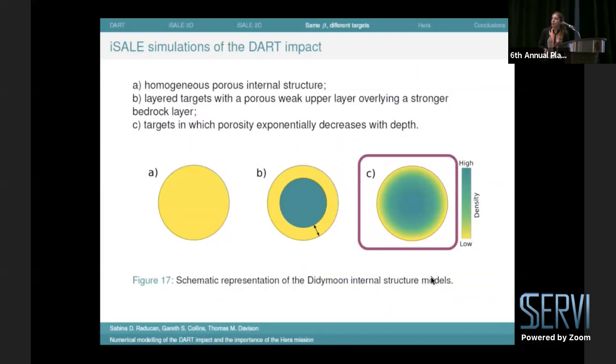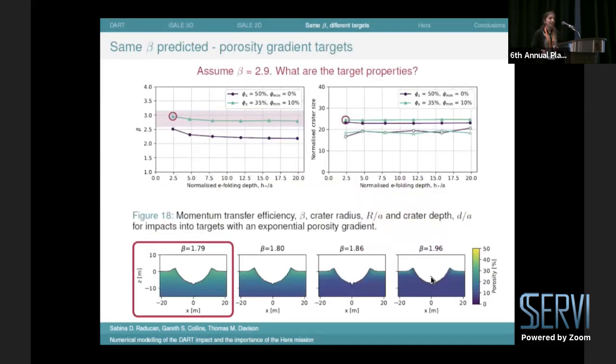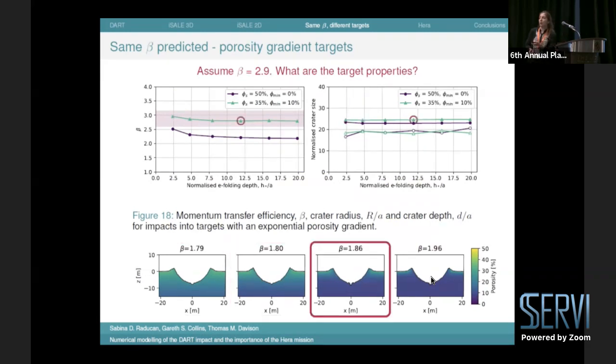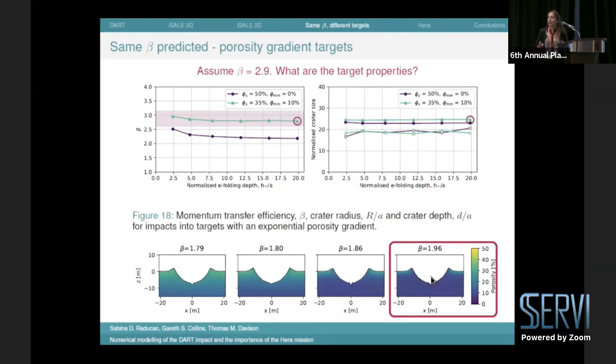The last case we looked at was the targets in which the porosity increases gradually with depth. And here things are a lot more complicated, because we see that beta as a function of the e-folding depth doesn't vary very much, and neither does the crater radius. And all the craters formed are bowl-shaped. So to get any insight into this type of impact, we also need to have a density estimate of the target.